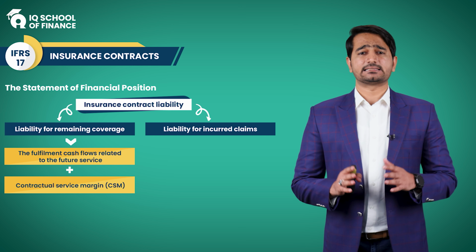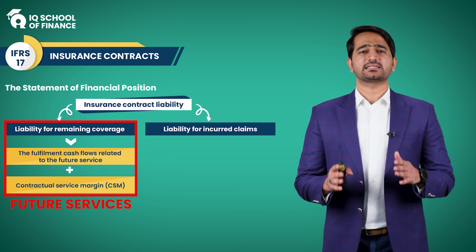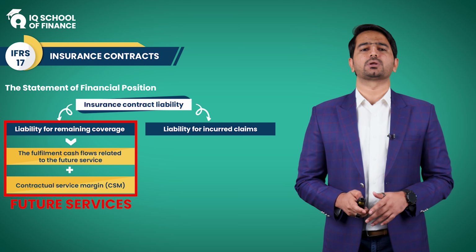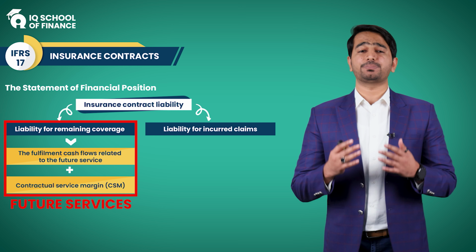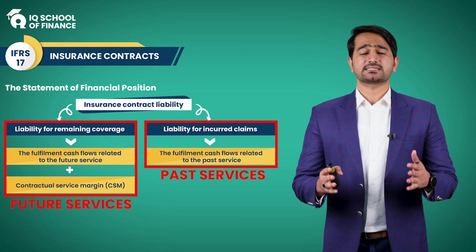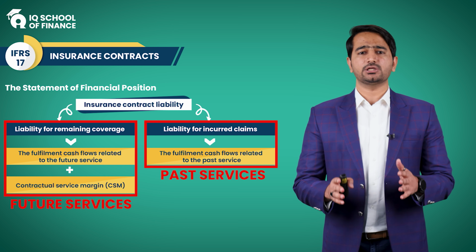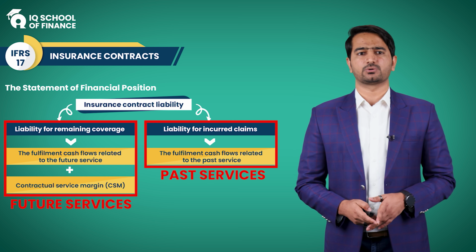Let me explain here that the liability for remaining coverage relates to future services. This means that the insurer needs to make a lot of estimates because the future is not known. On the other hand, the liability for incurred claims relates to past services. This area is somewhat clearer for the insurer since it is based on events that have already occurred, and the insurer typically knows which insurance event happened and how much it would have to reimburse to the policyholder.